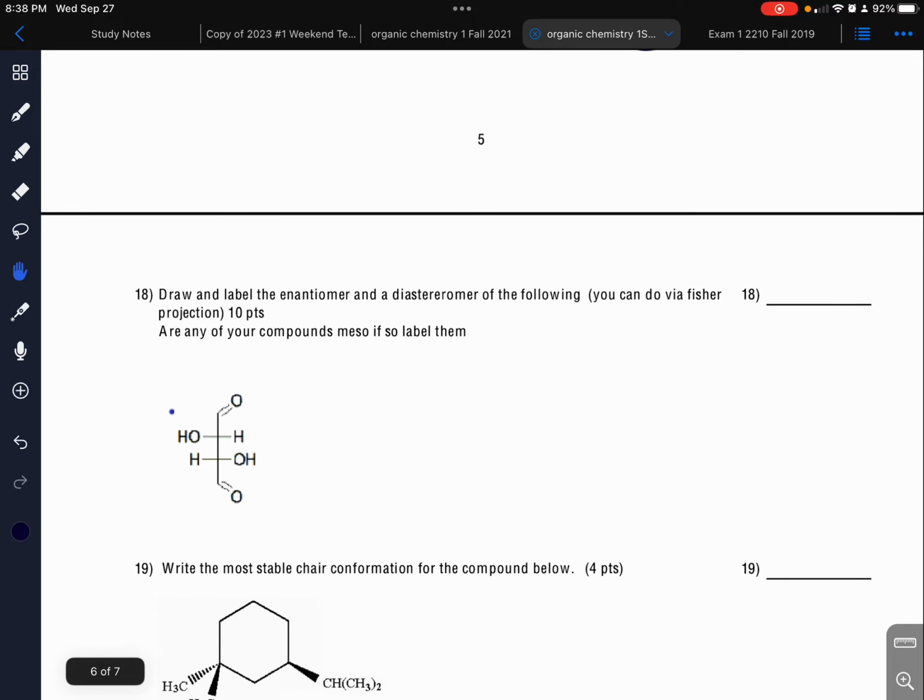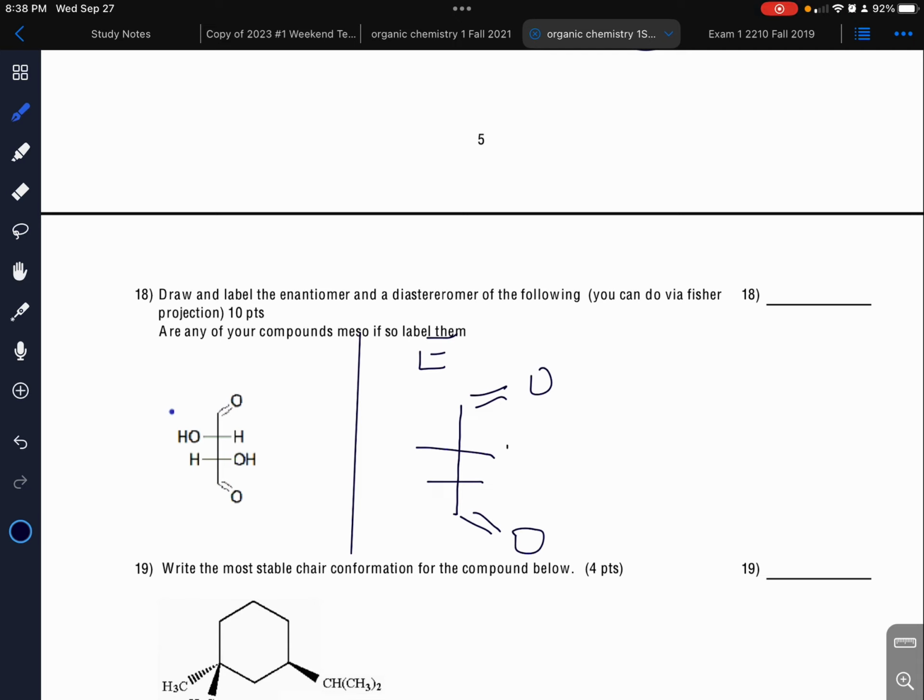All right. So now we're going to draw the enantiomer, and I'm going to label it E. So all I'm going to do is, 1, 2, oxygen, 1, 2, oxygen. So here's the OH, here's your H. Here's your OH, here's your H. That's your enantiomer. The diastereomer, I'm only changing one thing.